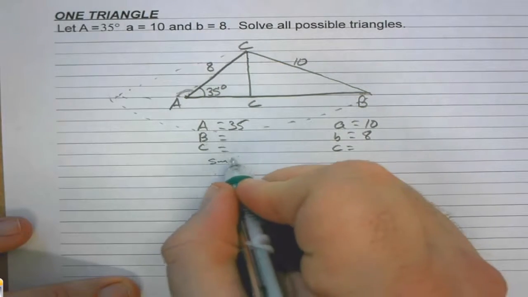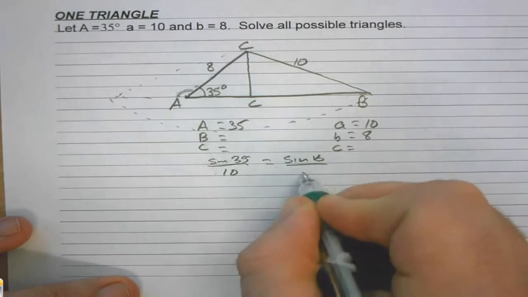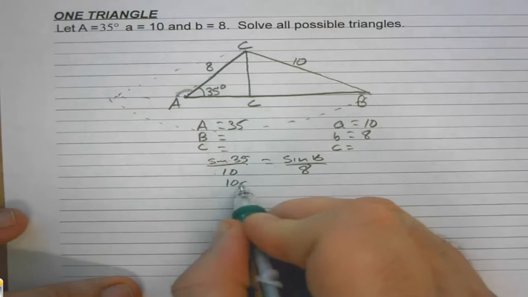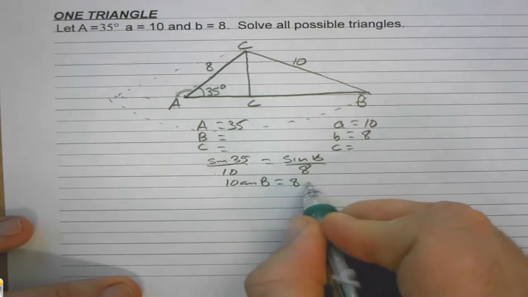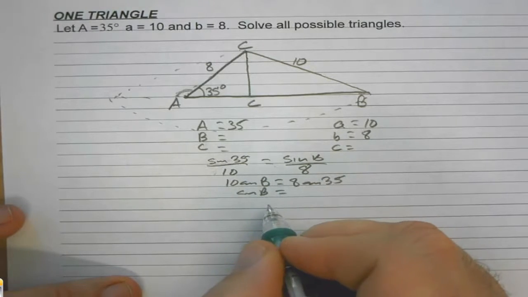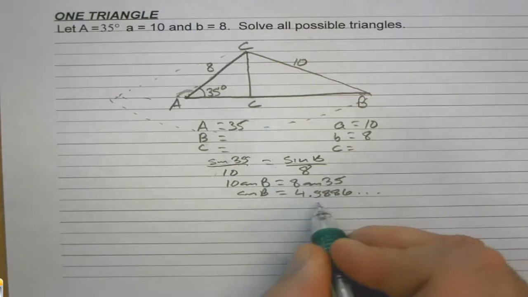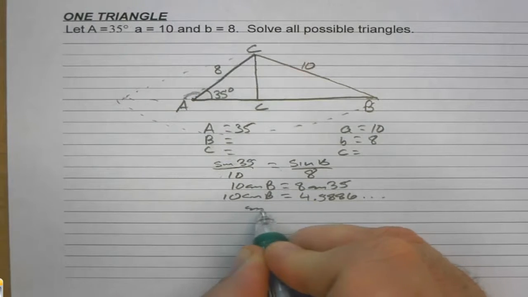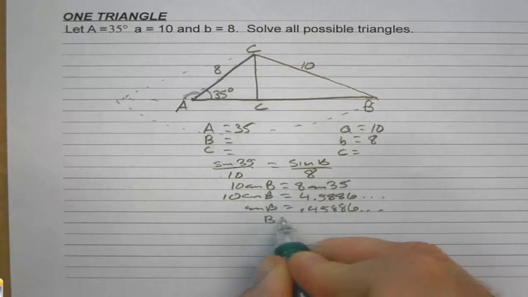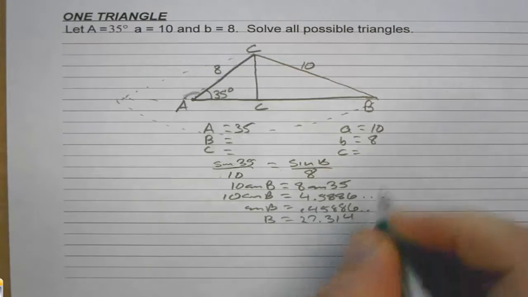So we have sine of 35 over 10 is equal to the sine of B over 8. And we need to cross multiply. So we have 10 sine of B equals 8 sine of 35. And we have 4.5886, and we need to divide that by 10. Sine of B is equal to 0.45886. We take the inverse sine of 0.45886, and we get 27.314.